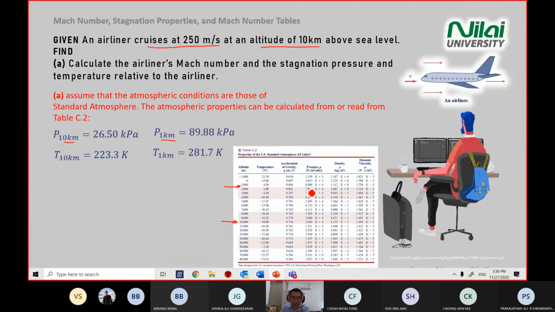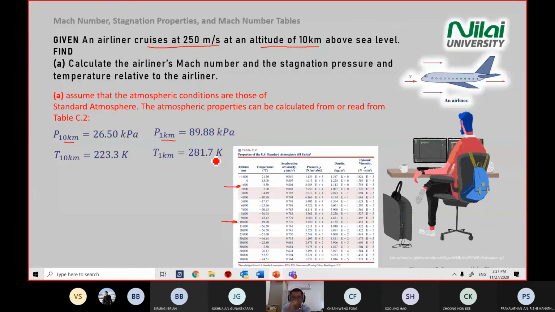In this table, you see that it is 8.988 × 10^4, which means it is 89,880 Pascal. Of course you can maintain what you see in the table, or you can convert into kilopascal. Then the temperature is also the same. Temperature in this table is in Celsius, 8.50 Celsius, and you convert it into Kelvin.